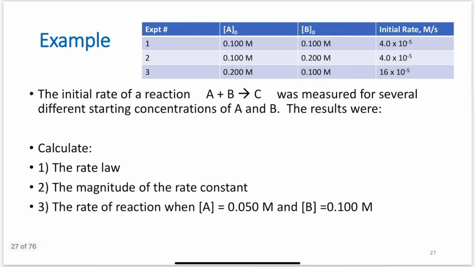So let's work an example. The initial rate of a reaction A plus B going to C was measured for several different starting concentrations of A and B. The results were as follows in the table above. I want you to calculate the rate law, the magnitude of the rate constant, and the rate of reaction when the concentration of A is 0.050 molar and the concentration of B is 0.1 molar. So you can do this two different ways. You can do this mathematically or by inspection. I'm going to figure out this rate law by inspection.